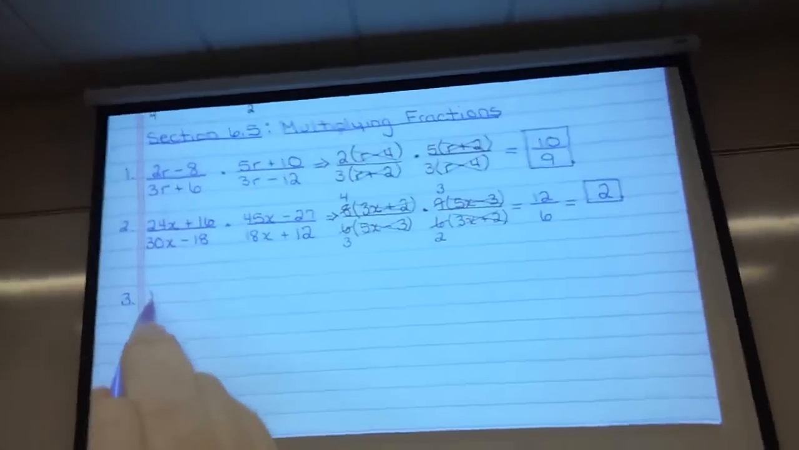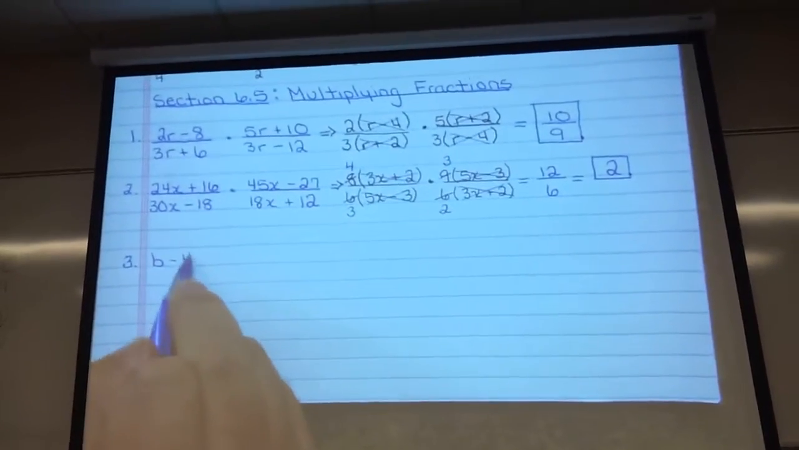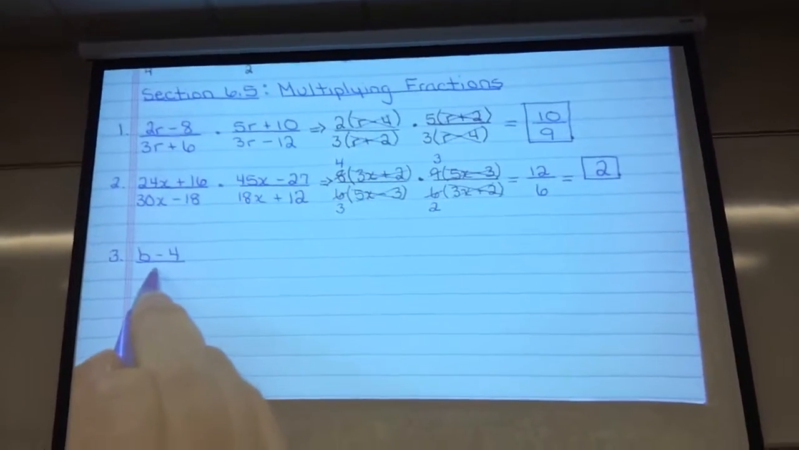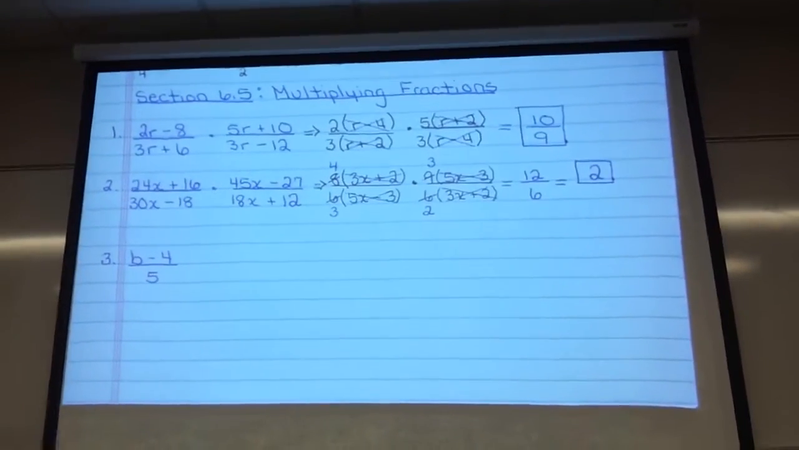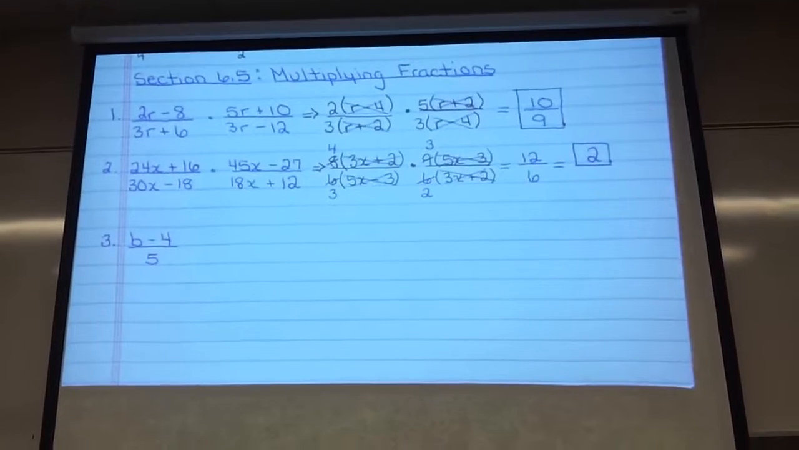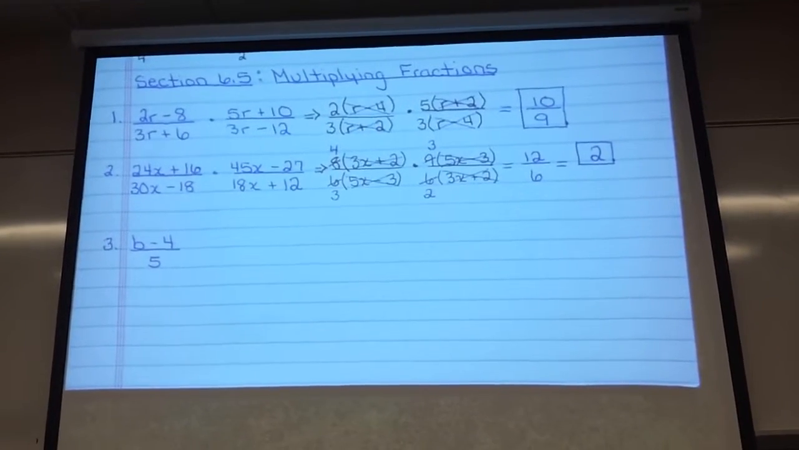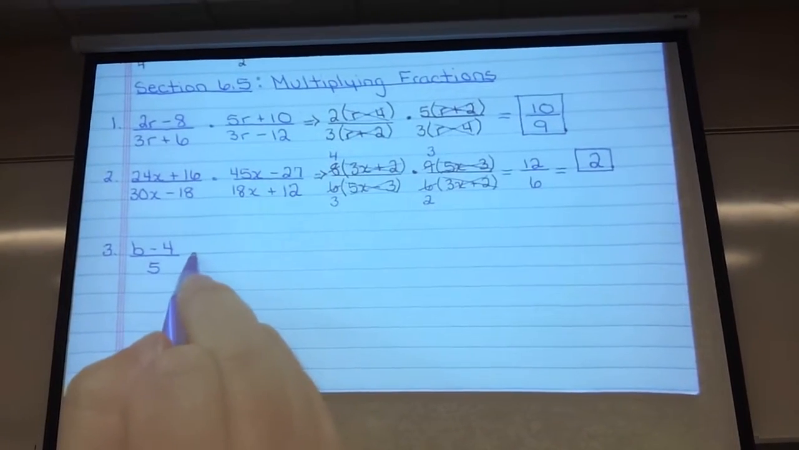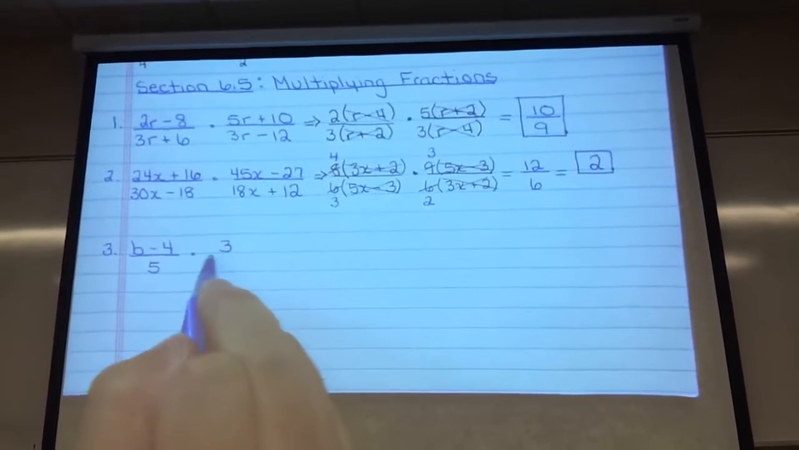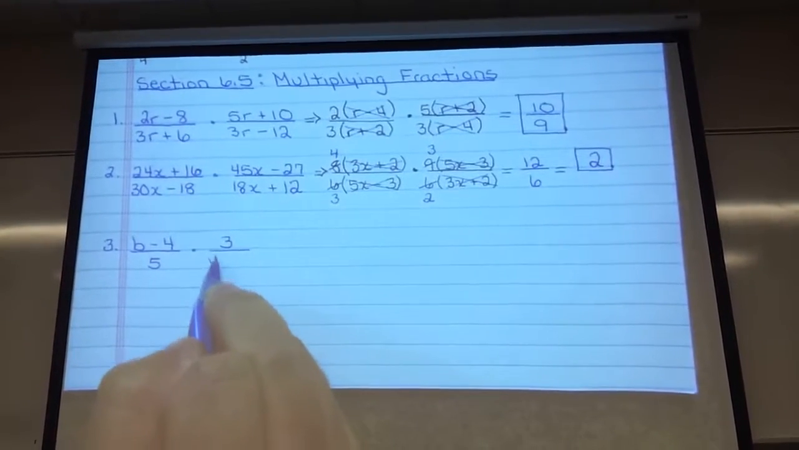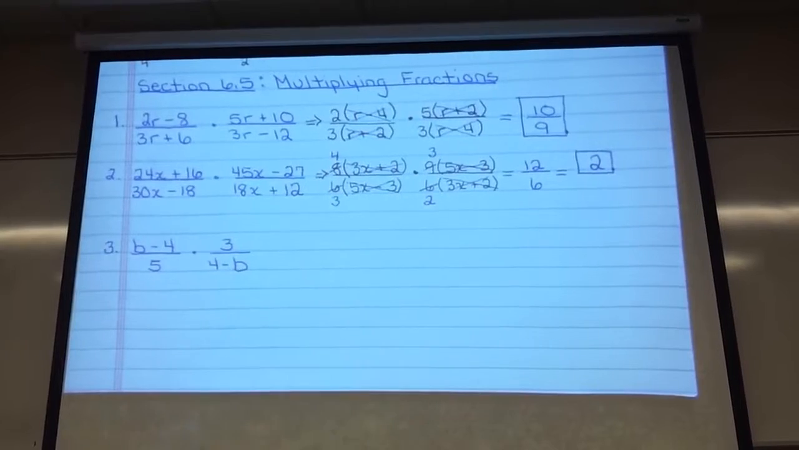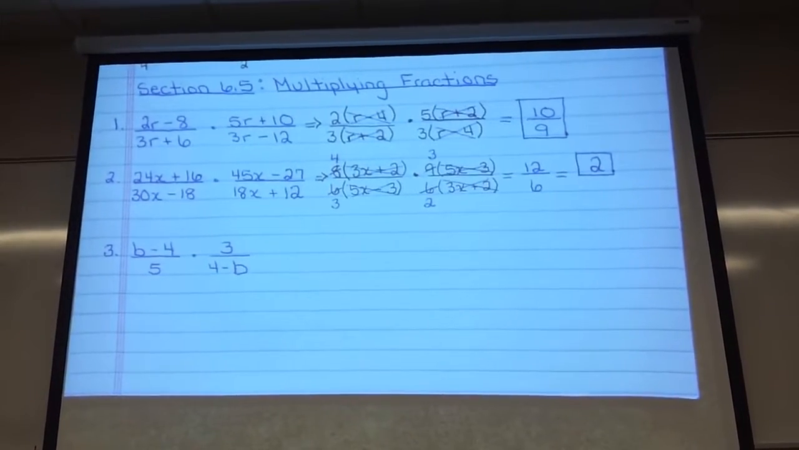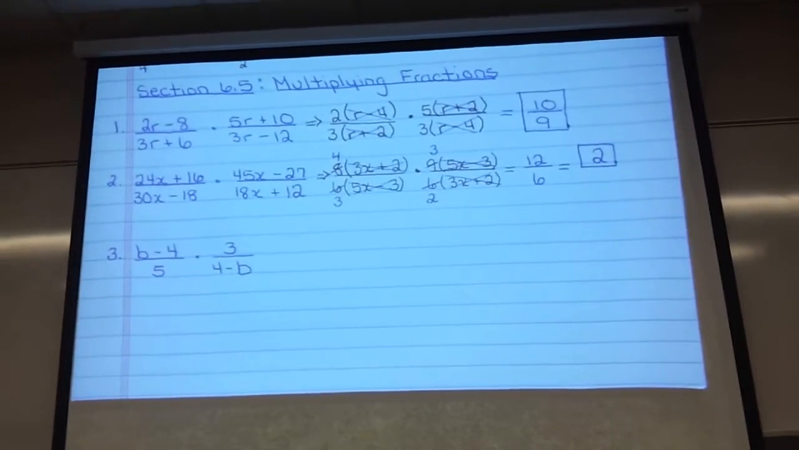like this. B minus 4 over 5. Can you take anything out of the top or the bottom? No. Okay, so that's nice. Times 3 over 4 minus b. Can you take anything out of that? No. So then what do you do?